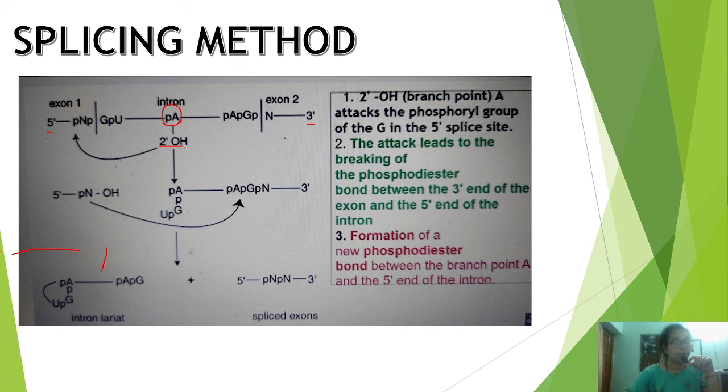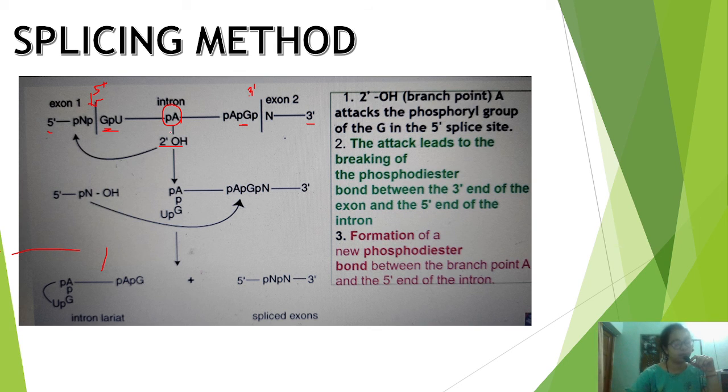Now by now you might be clear that it has a 2' OH end, and the intron has a GU sequence at its start. You remember this sequence because it is very important. The GU sequence is present at this region, and this end consists of an AG sequence. This GU site is known as the 5' splice site, and this AG region is known as the 3' splice site.